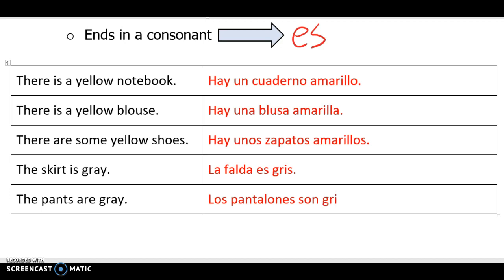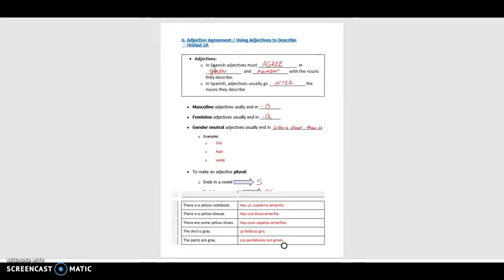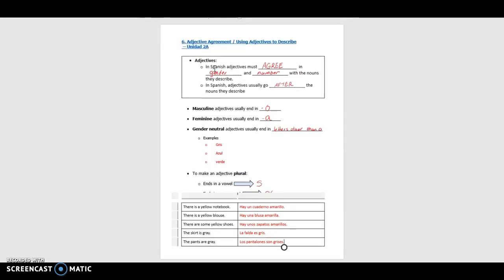And our word for gray, gris. But gris is singular. And pantalones is plural. So we are going to take the word gris. It ends in a consonant, even though it ends in an S. It's a single syllable word that ends in an S. You can add the ES to it to make it plural. Son grises. Done. We're going to do a lot more practice with that so you can see where we're going here. So those are your notes on adjective agreement and using adjectives to describe things.